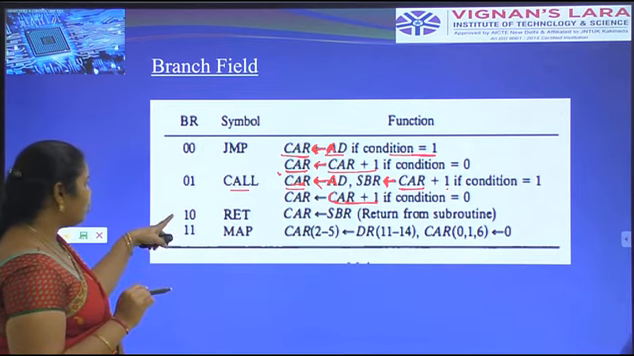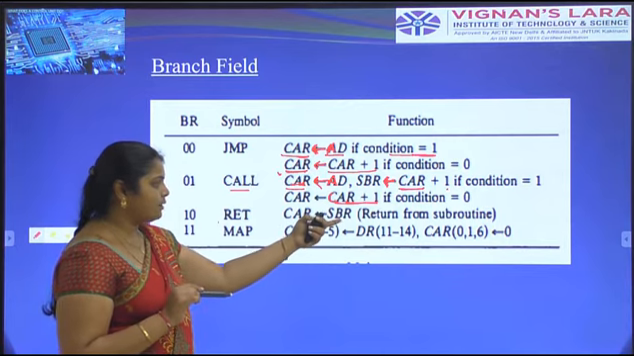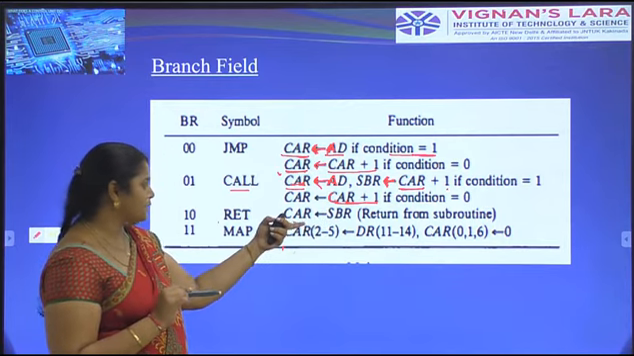Okay, next coming to the 2 and 3. This is return. The subroutine information is transferred to the control address register.